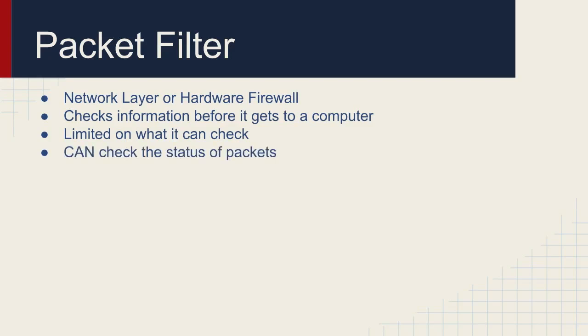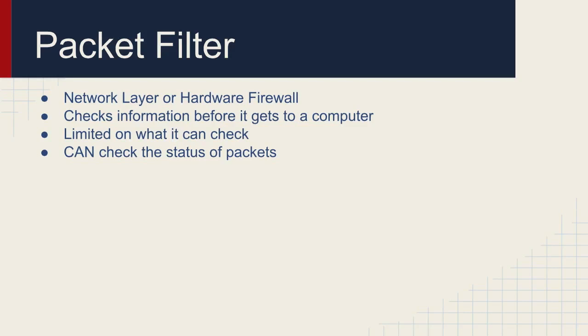Some of the newer ones can check the status of the packet. What I mean by that is it'll look at it and say, is this the beginning of a new transmission? Is it part of an existing transmission? And if it's neither of those, then why am I seeing it? And so it'll throw it out so it doesn't get past the firewall. This helps speed up the network and make things a little bit faster because you're not processing garbage data.